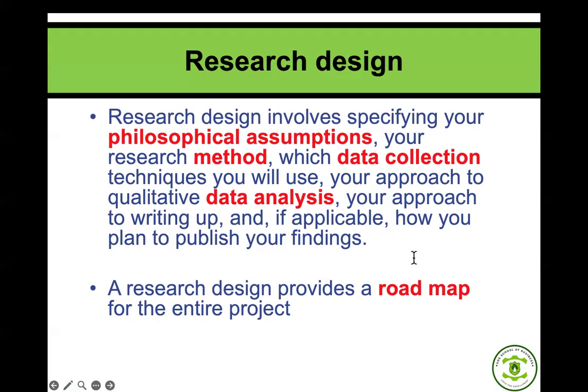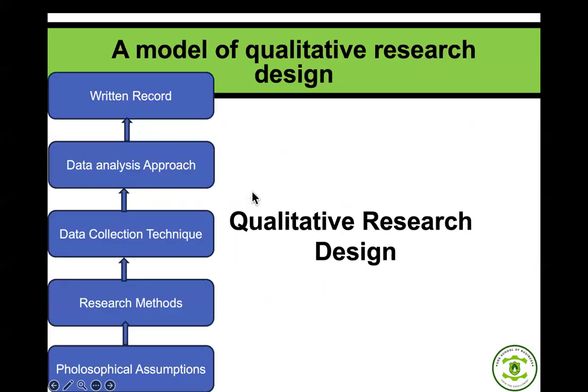Then there's also data collection. This is where you will have to figure out how you will gather your data. Maybe you may be conducting interviews, distributing questionnaires, or just observing people. Then there's also the stage where you would have to analyze the data and finally write up your piece. So a research design basically follows this particular roadmap.